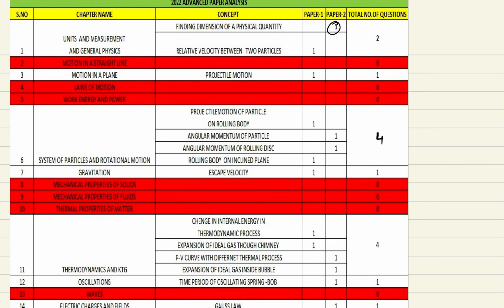And a two spring block system, a spring and particle system. Whenever they are oscillating, what is the relative velocity between particles? Like that they have given. That's why I kept it in the general physics paper. So in paper one, they have given one question. Total from units and measurement and general physics, they have given two questions.